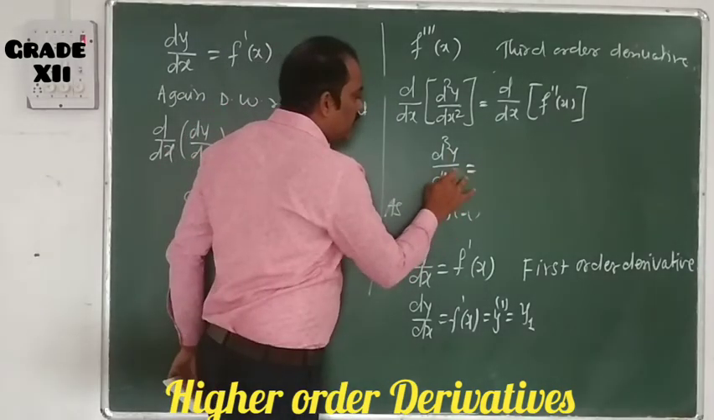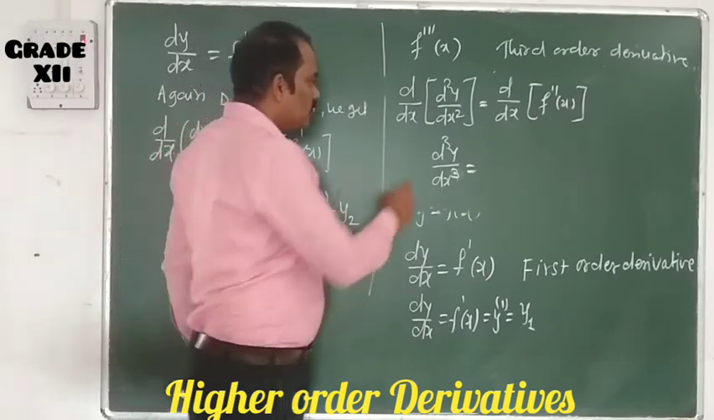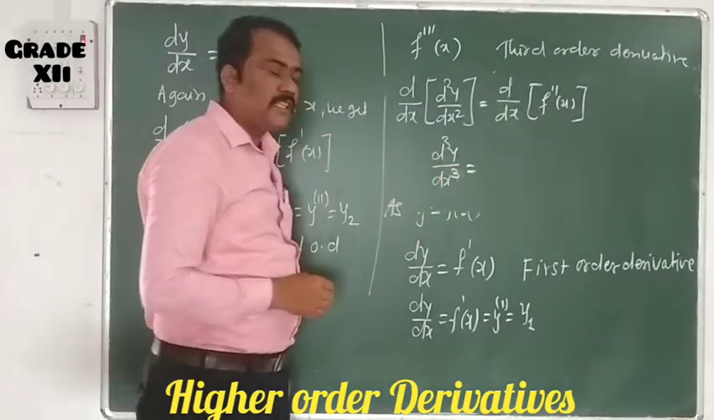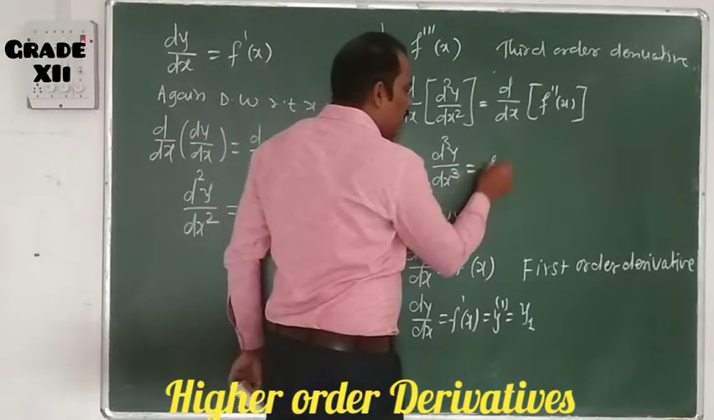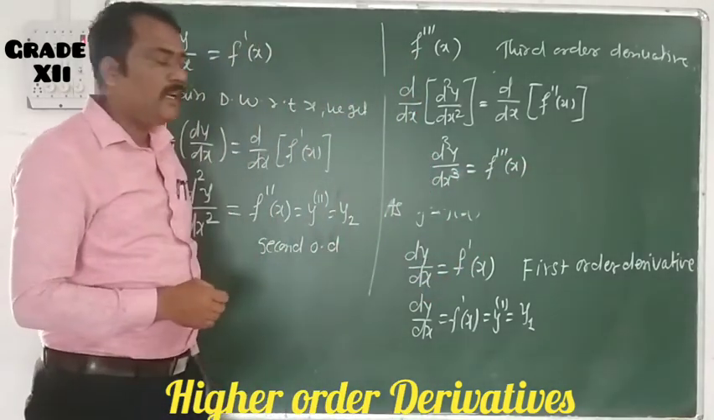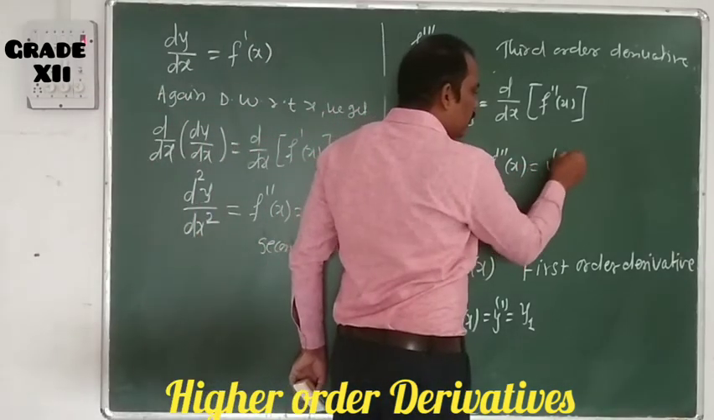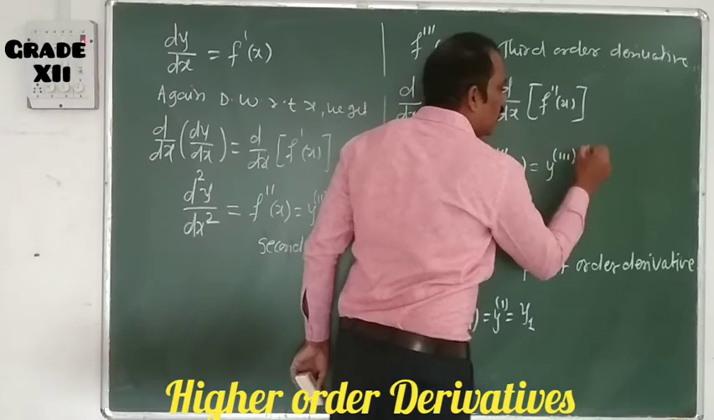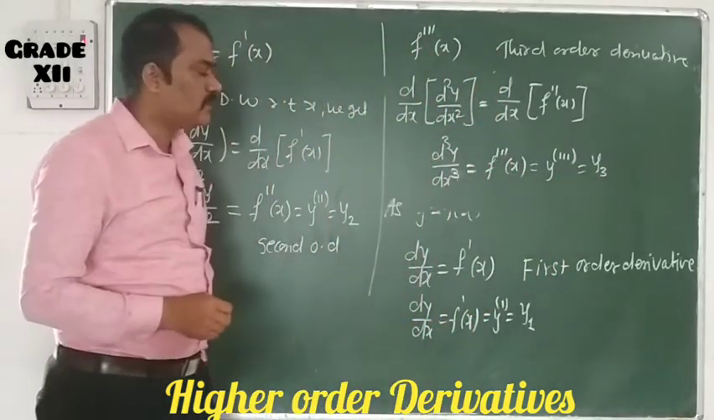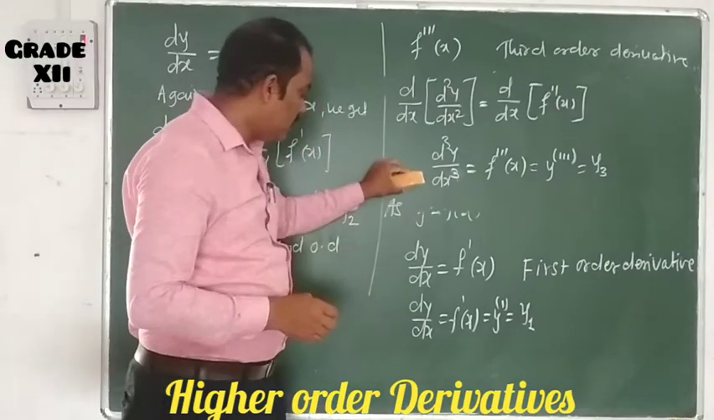d3y by dx raised to 3. You have to take the third time derivative, so that d3y by dx raised to 3 is equal to f triple dash of x. It is also represented by y triple dash. It is also given by y3. It is nothing but the third order derivative.